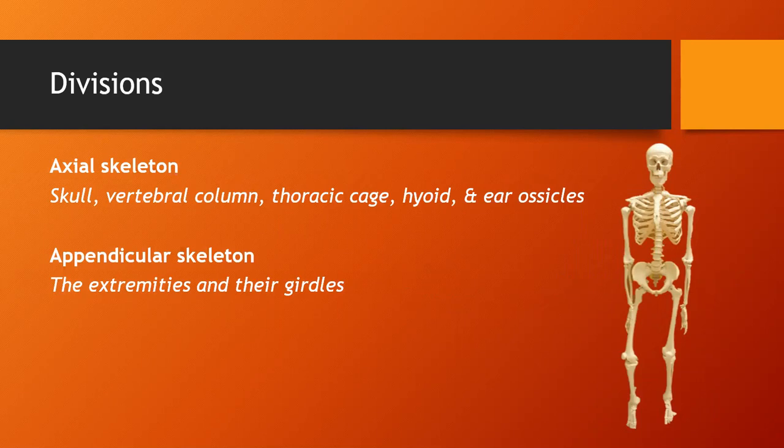Okay, so we're looking at number 3, more information on your axial skeleton. 80 bones is how many bones are found within the axial skeleton. The 3 major regions of the axial skeleton are going to be the skull, the vertebral column, and the thoracic cage. All right, so looking at number 5.